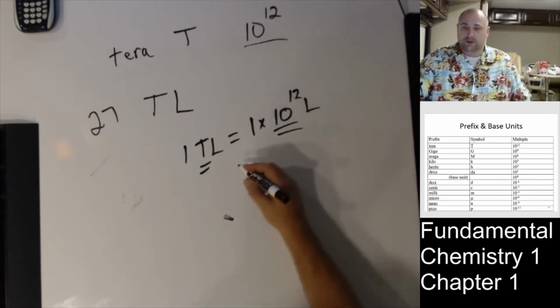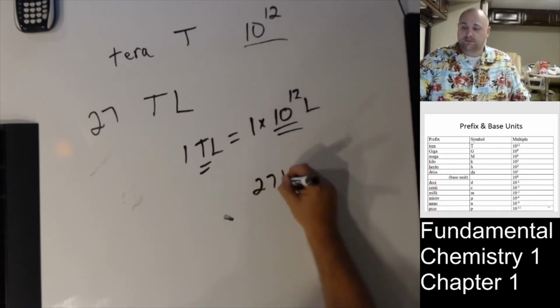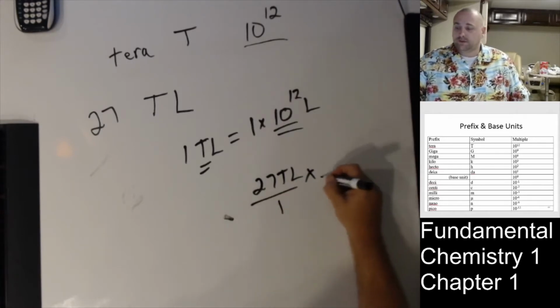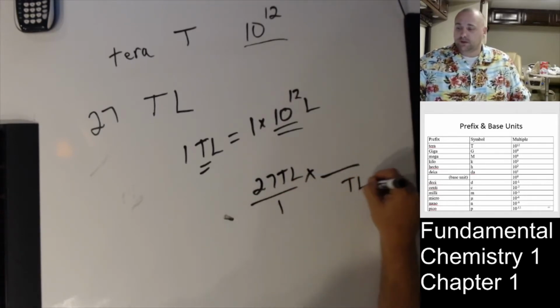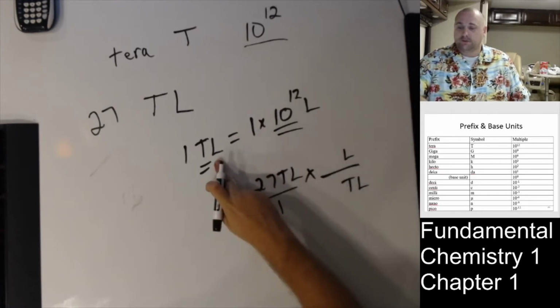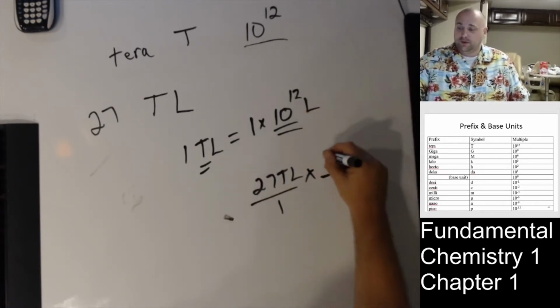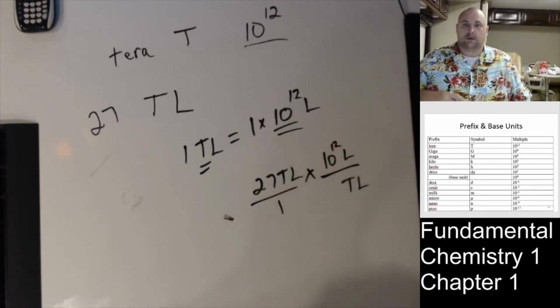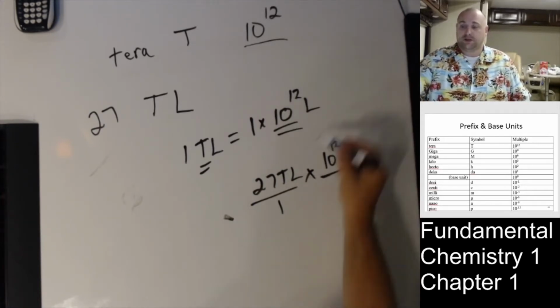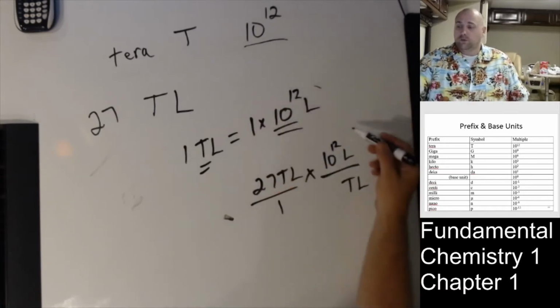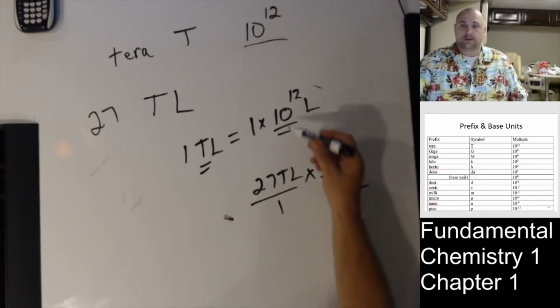So now if I wanted to do this dimensional analysis, 27 teraliters, remember this is over 1. And I'm going to make these units cancel out. So teraliters need to be on the bottom, and then liters will be on the top. So teraliters on the bottom, liters on the top. Now the 10 to the 12 goes with the liters. Because I wrote it here, when I do this part, I don't have to do any hard thinking. It's already there.